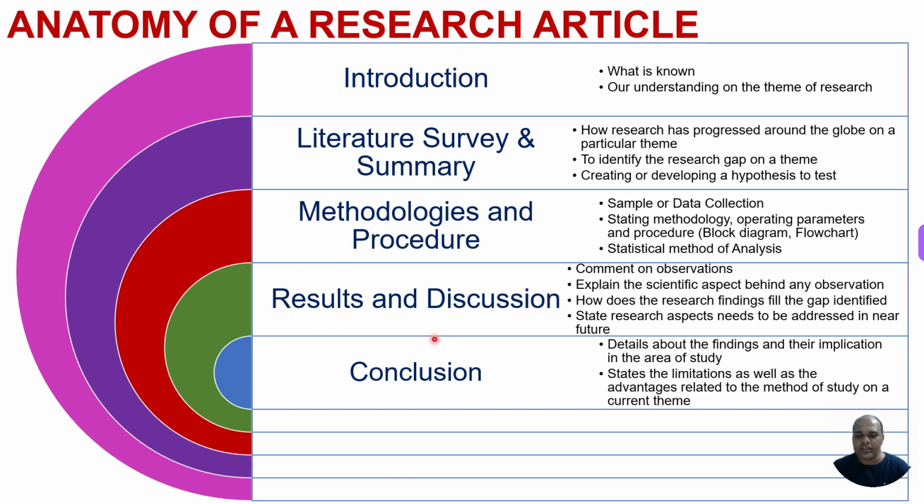Then comes your results and discussion. In results and discussion, we need to comment on observations. Whatever we observe, we need to comment on it and give some scientific aspect behind any observation. It should not be something like, on x-axis increases, y-axis is increasing or decreasing. We should state the reason why it is increasing, why it is decreasing. We have to give some scientific aspect to that trend we observe in our results.